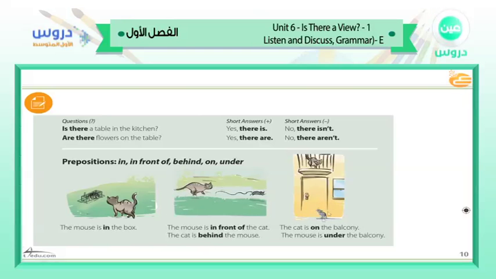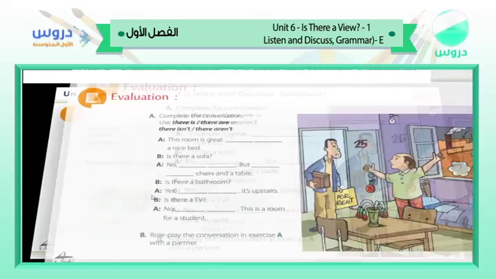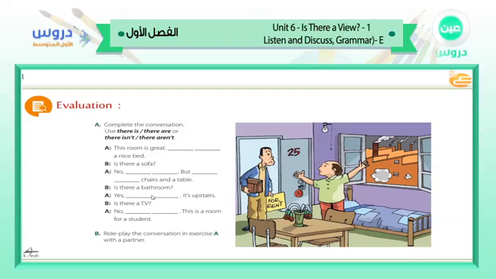In this picture, we can say that the cat is on the balcony and the mouse is under the balcony. We have here on and under. These are prepositions. Now let's move to the other slide to see this conversation.